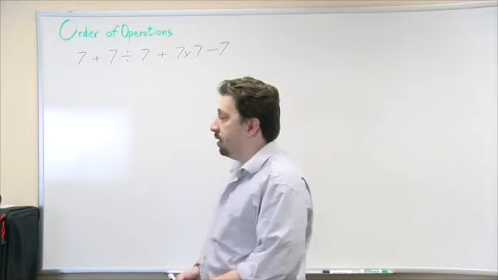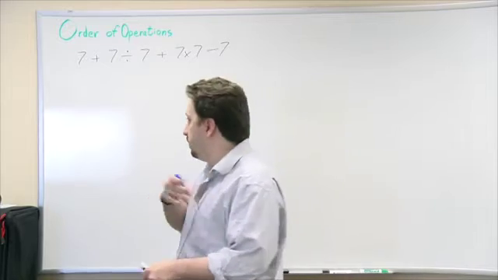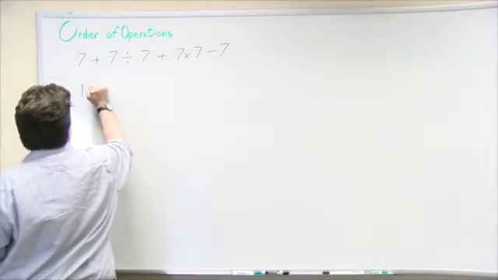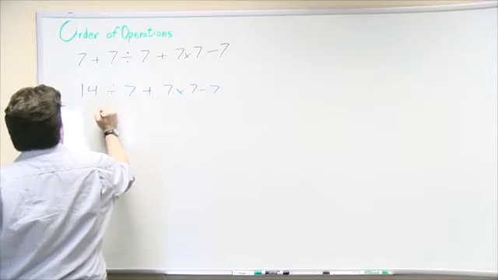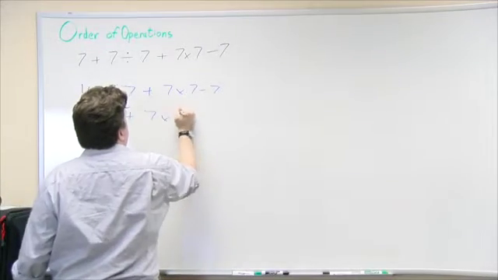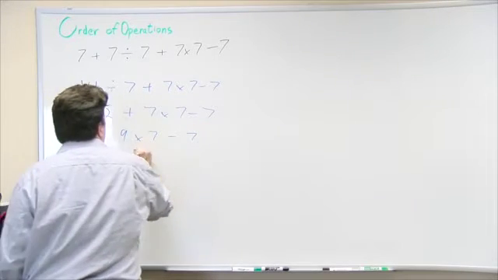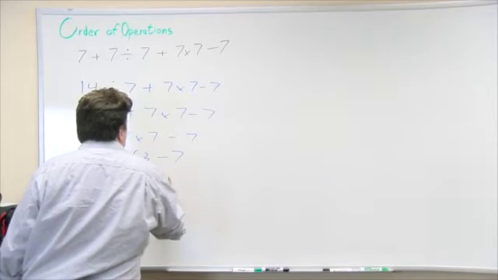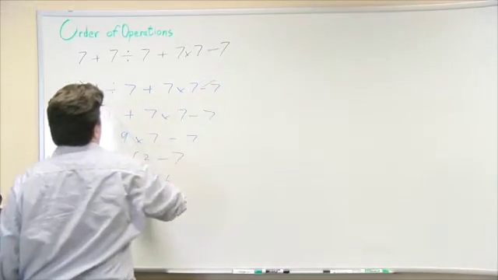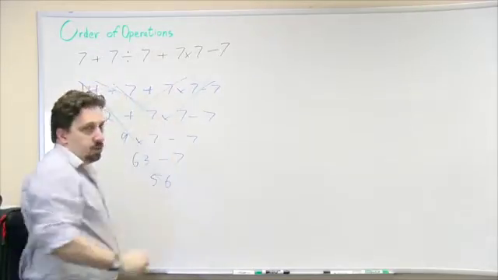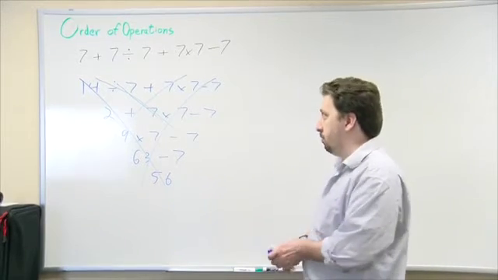Okay? If you do this from left to right, now keep in mind, this is the wrong way to do the problem, what you're going to get is 14 divided by 7, which becomes 2, this other stuff, which becomes 9, and this other stuff, which becomes 63, minus 7, which eventually becomes 56. All of this is wrong. It's bad. It's not good math. So, obviously, the question is, how do I do it properly?